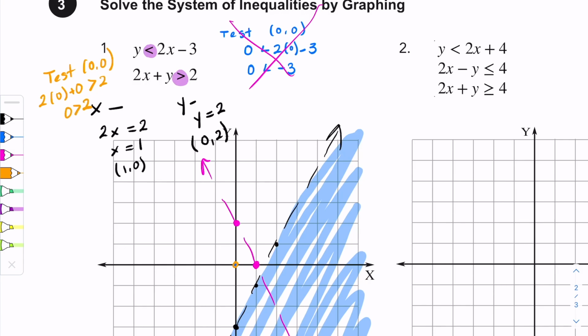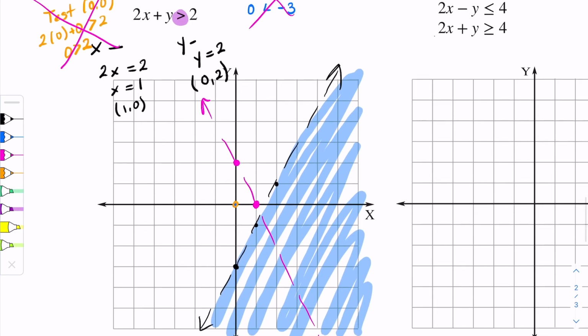Two is not greater than 0. Sorry, 0 is not greater than 2. I said that backwards. So 0 is not greater than 2. Therefore, that is not true. So we shade away from the point that we tested.